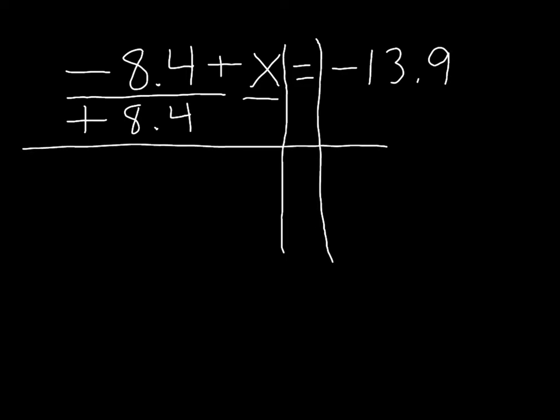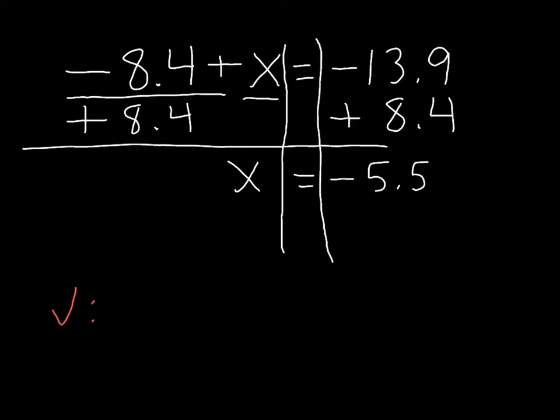I would just be left with x on this side, and then I always have to remember to do the same thing to keep my equation balanced. Add 8.4 over here, and I'm going to type that into my calculator. Negative 13.9 plus 8.4, and I get negative 5.5. All right, so right now we think that x is equal to negative 5.5, but we have to check it to make sure. So let's come down here and check it out.